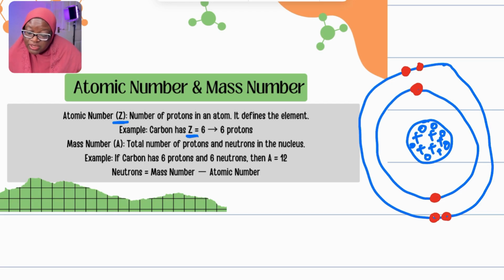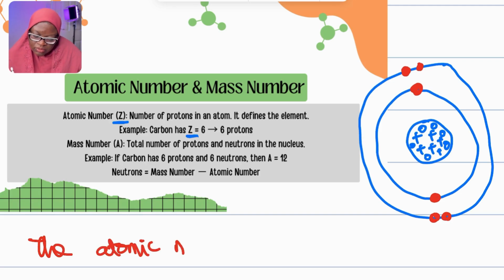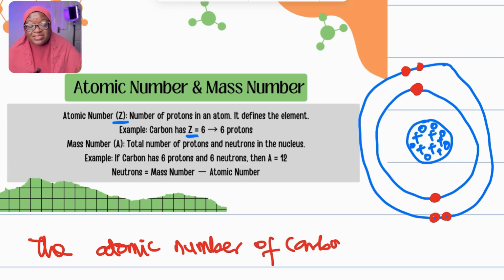So for carbon, the number of protons is the atomic number. So the atomic number of carbon is equal to 6, because that is the number of protons. For every atom and every element that you might come across, the atomic number is the number of protons.